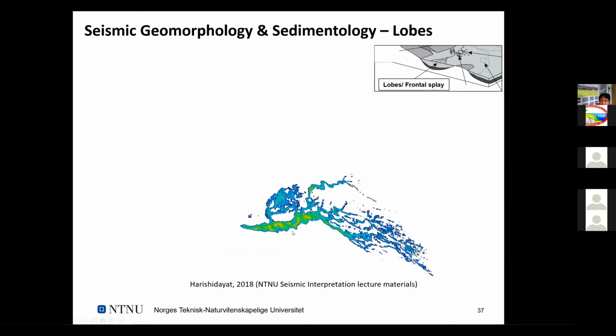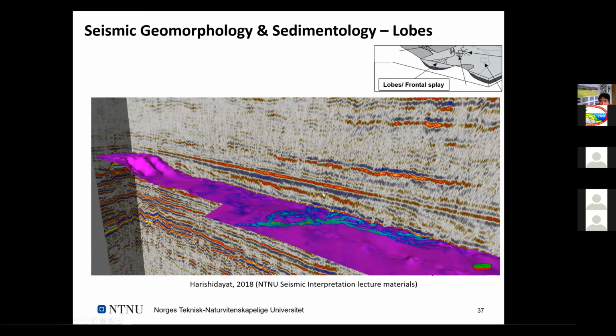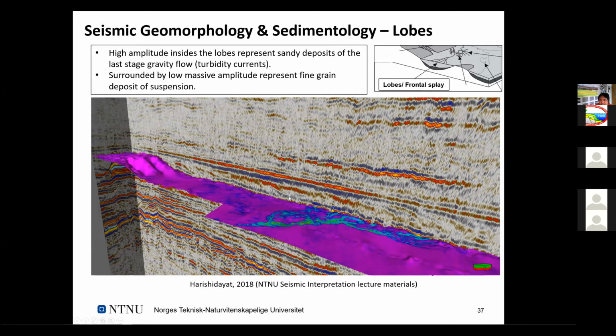So this is a horizon slice from this seismic cube. If you look at this frontal splay here, look at this section, it always corresponds to bright, isolated amplitude, and it is surrounded by this low massive amplitude that represents the fine grain deposit of the suspension. And if you look at this area here where we have this incision, this is the shelf, and this is the incision that transported the sediment from the shelf to the basin floor area here.